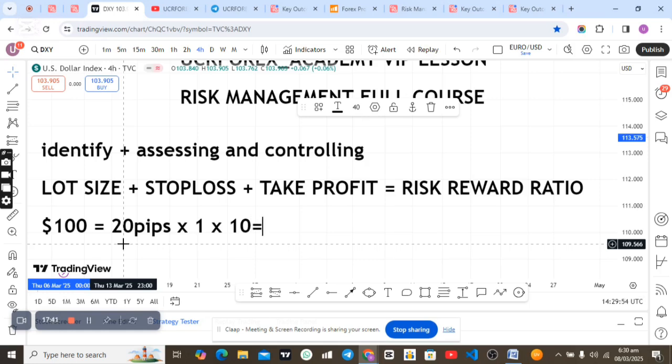Now if you enter that trade and at the end of the whole day this thing starts going against you, it doesn't even need to hit your stop loss, because the money you are now risking is 200 USD. This is your risk. Imagine you funded 100 USD and now you are risking 200 USD.